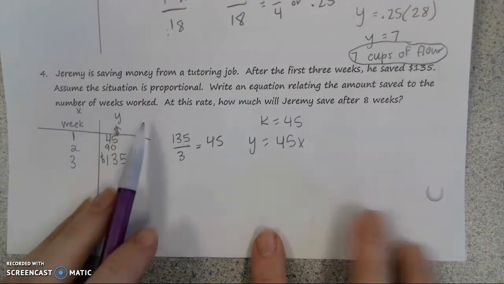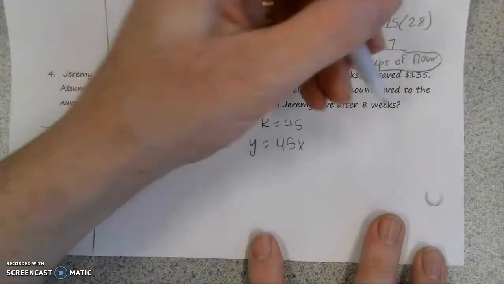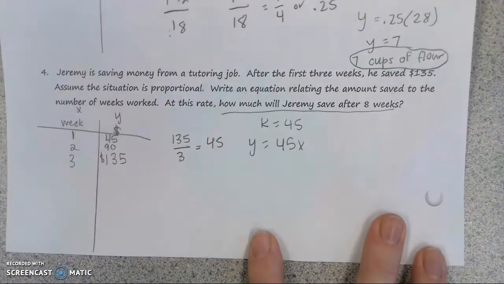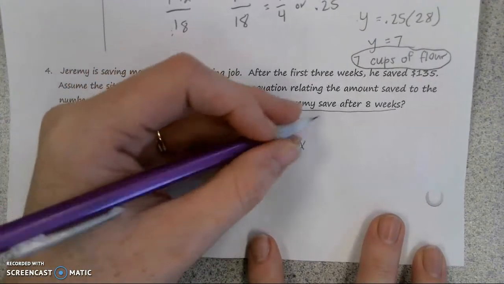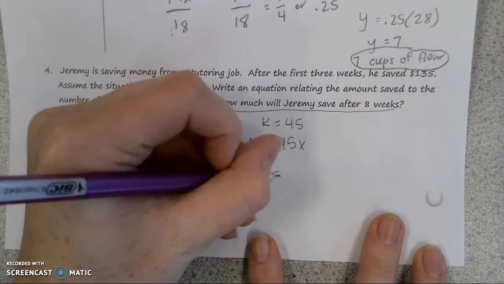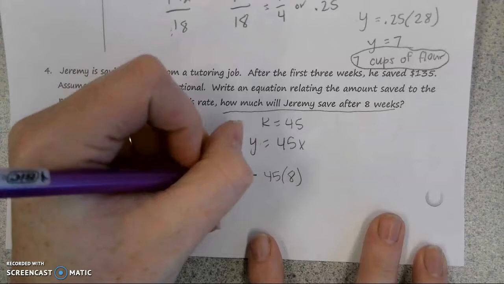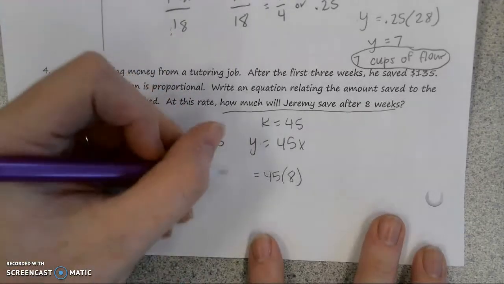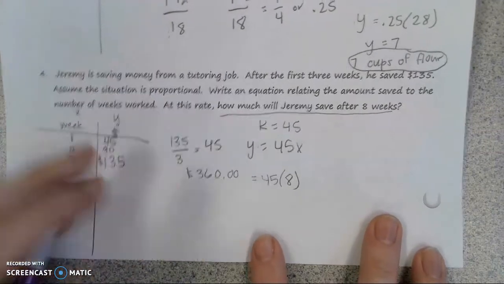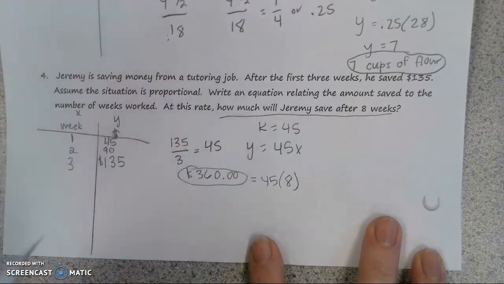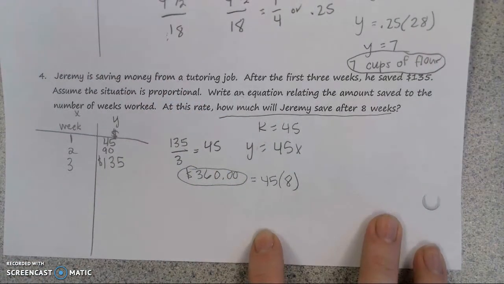And then the question at the end, how much will Jeremy save after 8 weeks? We will take what we know in our equation and we will plug in 8 weeks. So we're going to take 45, plug in 8, and we will get an amount of $360. So he will make $360 after 8 weeks.